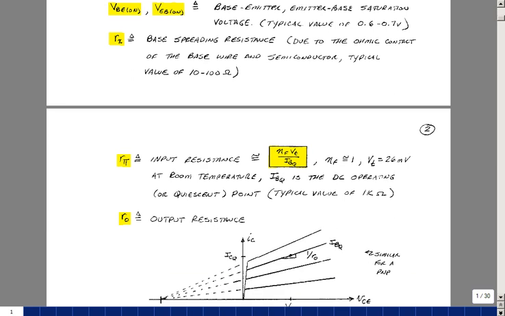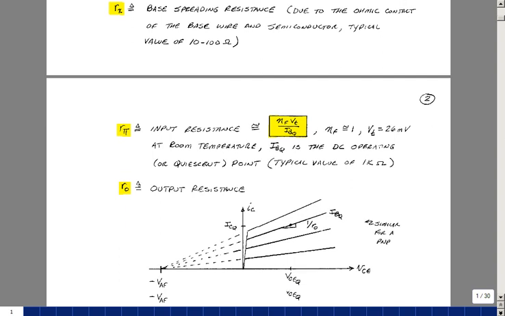The relationship between R pi and the biasing point we had derived in 302 is eta F V sub t over I sub b at the Q point. Typically eta F is equal to 1 and V sub t at room temperature is around 26 millivolts. So the biasing of the transistor, the DC results, affects the AC resistance. So we're able to control some parameters by manipulating biasing.